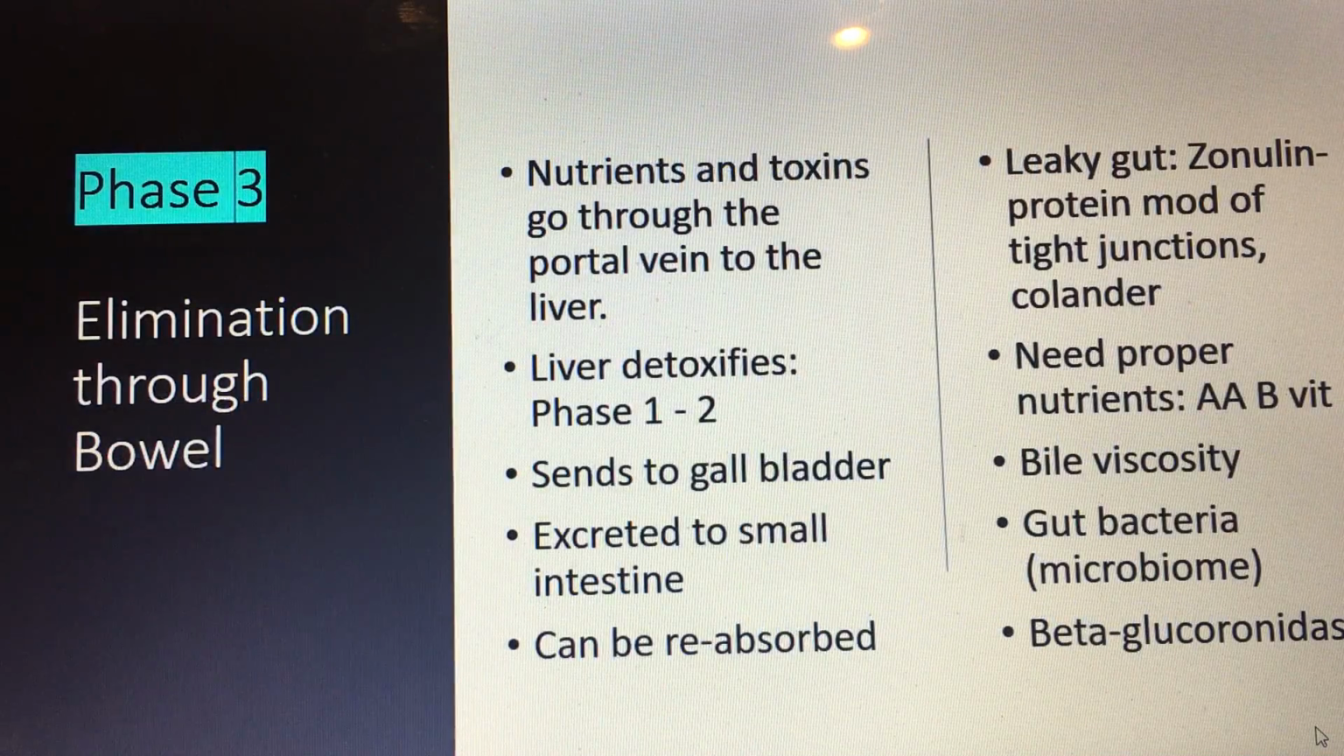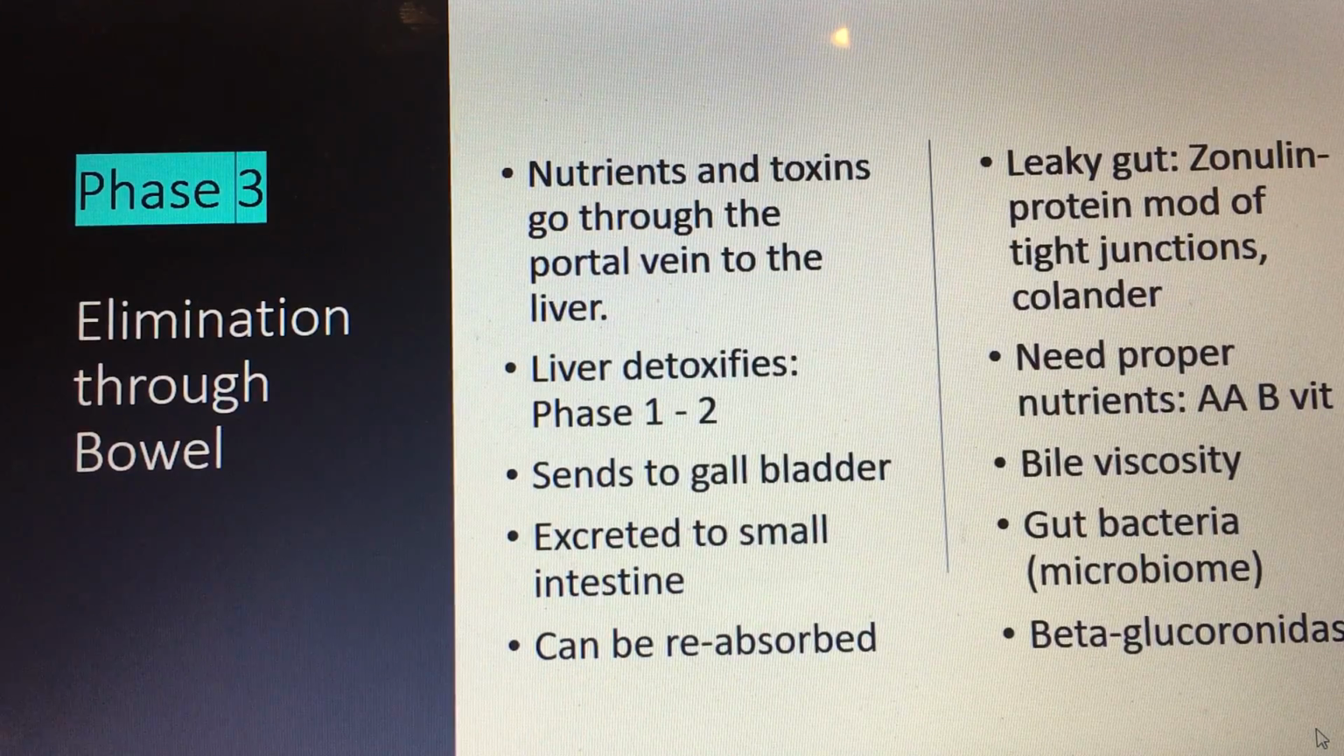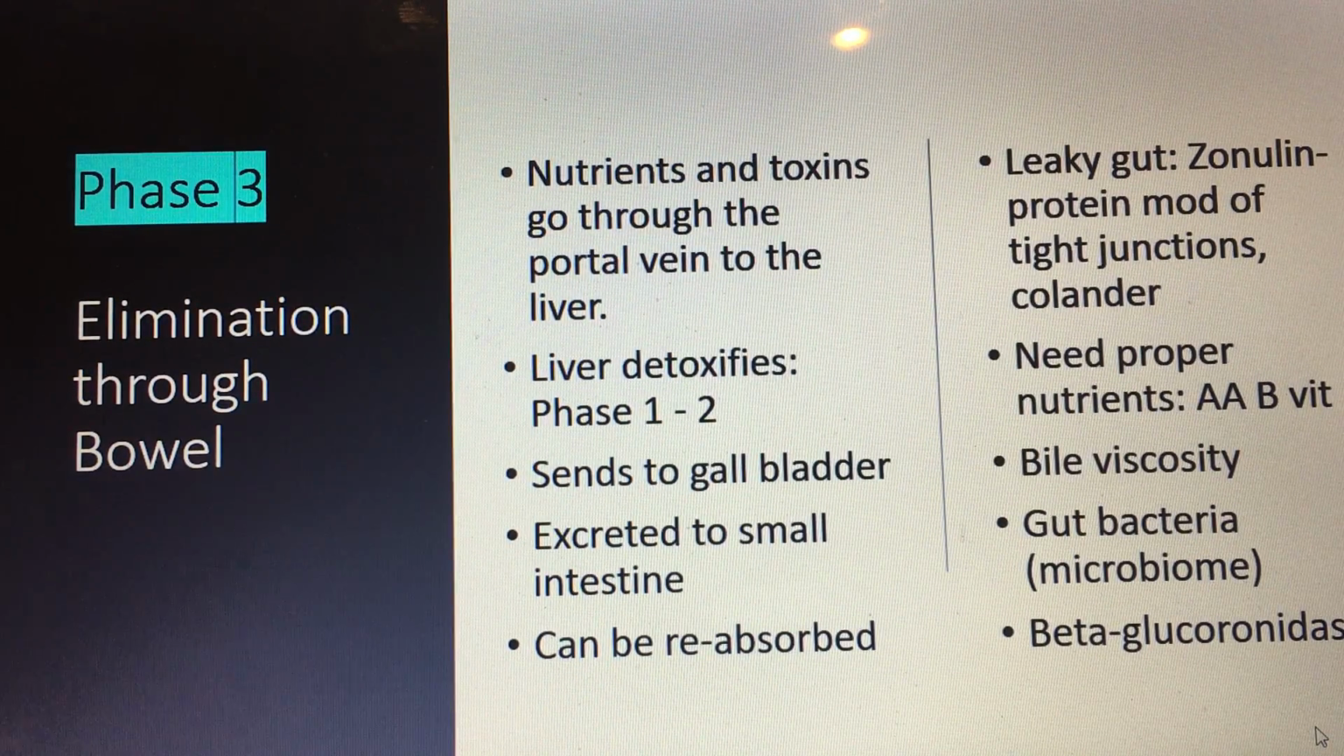Okay. Phase 3, elimination through the bowel. This is, of course, very important once you get it out of the liver. And so it goes through the portal vein when you eat food, from your colon to your liver. The liver detoxifies it in phase 1 and phase 2, sends it to the gallbladder, it's excreted to the small intestine, and it's possible it can be reabsorbed. Leaky gut is a problem with that because it can get reabsorbed because of leaky gut, which we're going to talk about here in a minute.